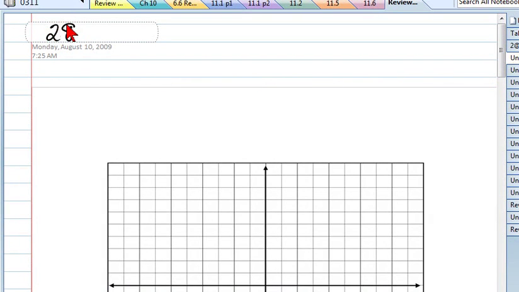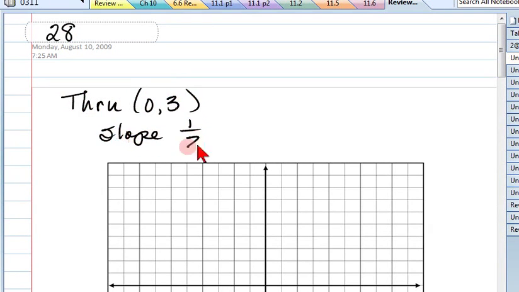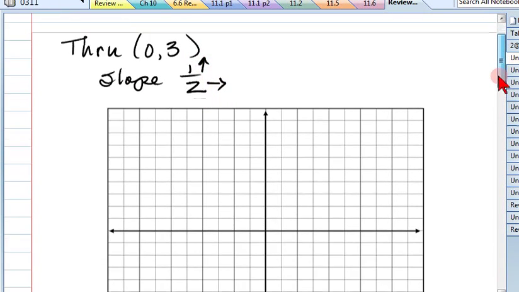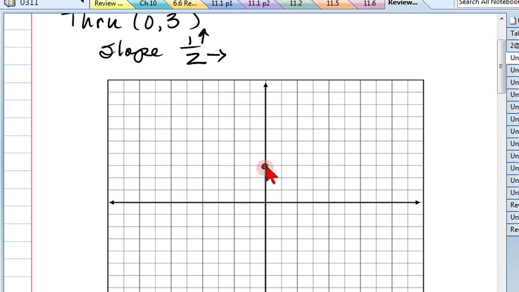Number 28, a little bit different, might not expect it. It says graph the line that goes through (0, 3) with a slope of 1/2. Well, you're given a starting point and you're given the slope. And the slope is up 1, right 2. So begin at the point (0, 3). And from there, go up 1, right 2. And you could repeat that as often or not repeat it and get your line. I sort of missed my points, but close.